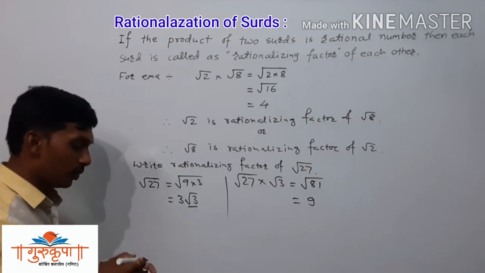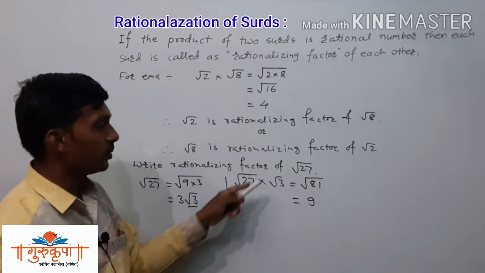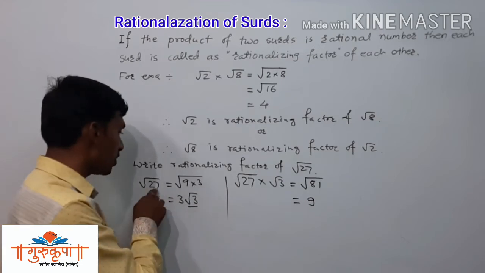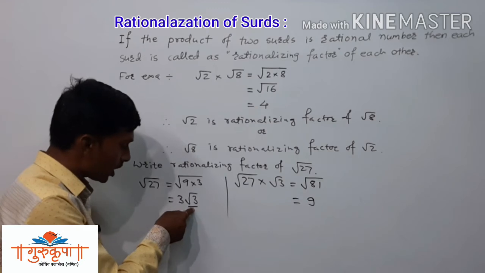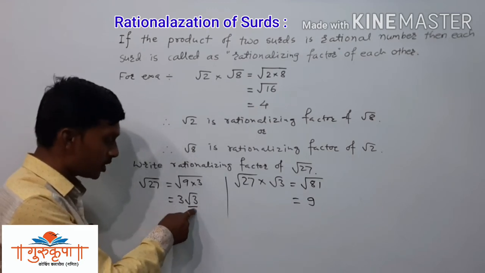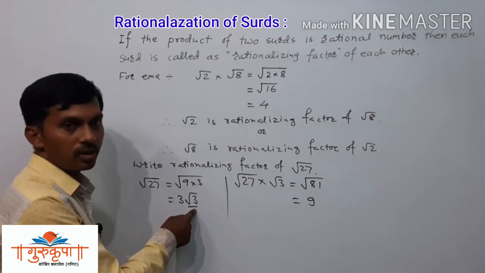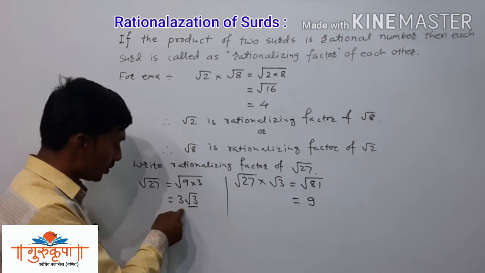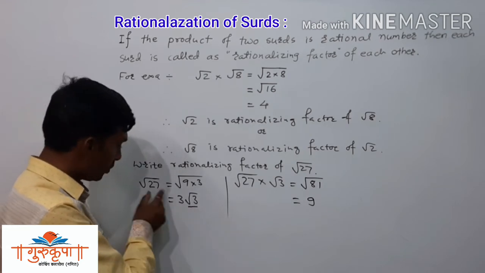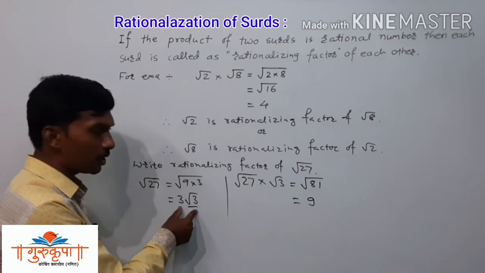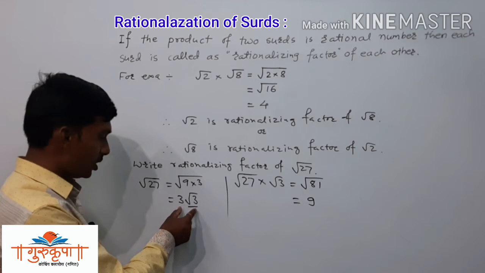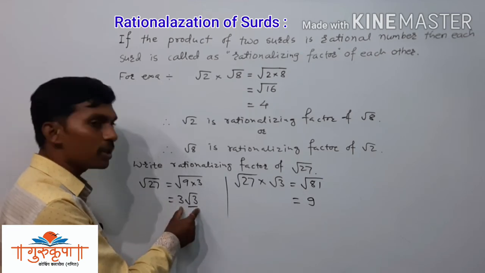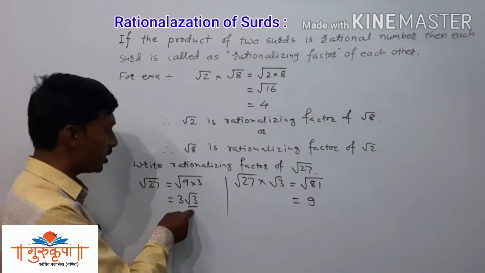Whenever we have to find the rationalizing factor of the given surd, we have to write the given surd into the simplest form. This is the rational part and this is the irrational part. If we multiply, this is equal to root 27 only. That is not a different number. This root 27 is equal to 3 root 3. They are not different. They are the same.